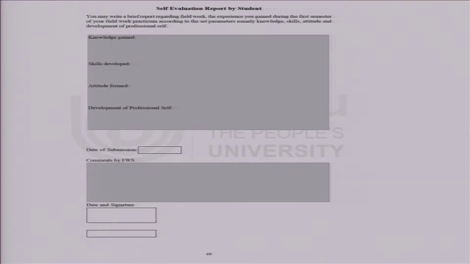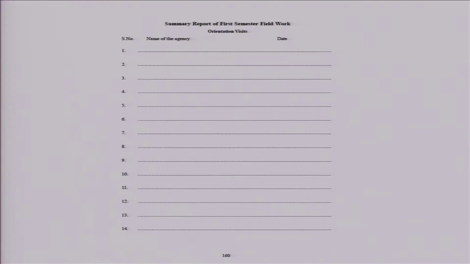The format of the self-evaluation report is also provided. So the knowledge gained, the attitude developed, the development of professional self, all these categories are provided, and the learner has to write the report accordingly and present it to the supervisor for correction. Then, after the self-evaluation report, the learner has to provide the summary report.